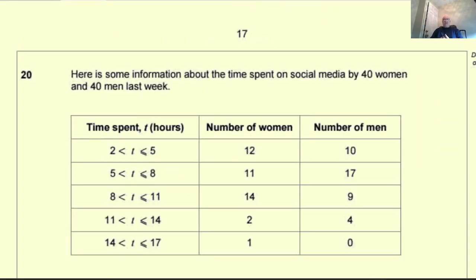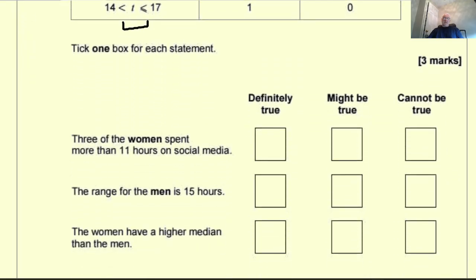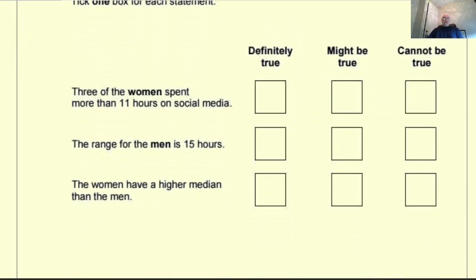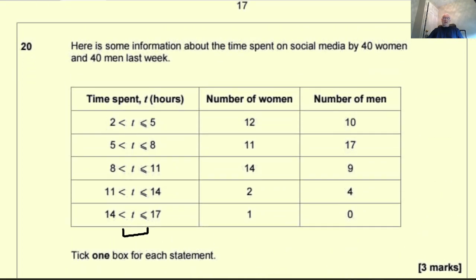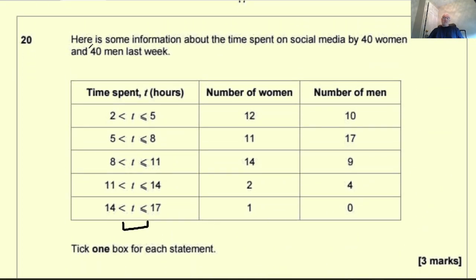Question 20. As soon as you see a grid like this, especially if it's got inequality symbols there, so we're dealing with a range, you may need to put some columns to work out if they want the mean. Okay, tick each statement. So it's not asking me to calculate the mean, it's just asking me for the values that's inside each of these cells. So here is some information about the time spent on social media by 40 women and 40 men last week. Okay, tick 1 box for each statement.